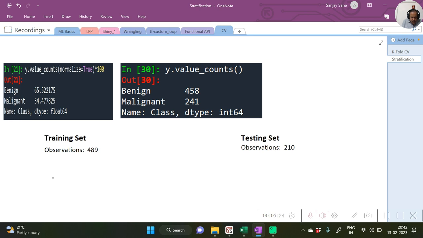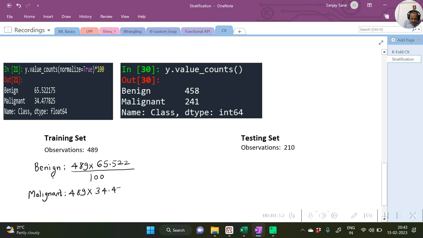So we wish that out of the 489 records in the training set, the number of benign records should be 489 multiplied by 65.52 divided by 100, approximately. And similarly, the malignant records should be 489 multiplied by 34.477, because that is the prevalence of the malignant records in the original data set. We want that same representation carried down into the training data. Let us see the approximate values with these two figures.